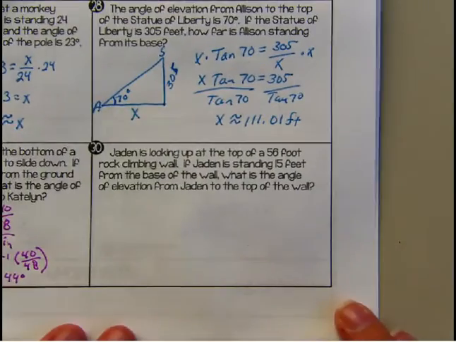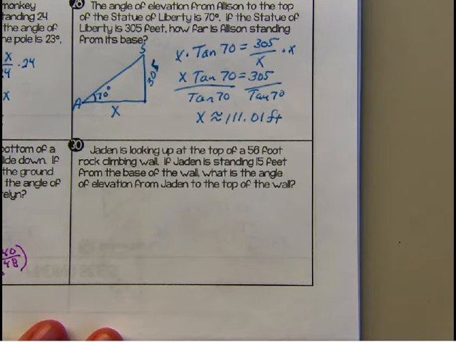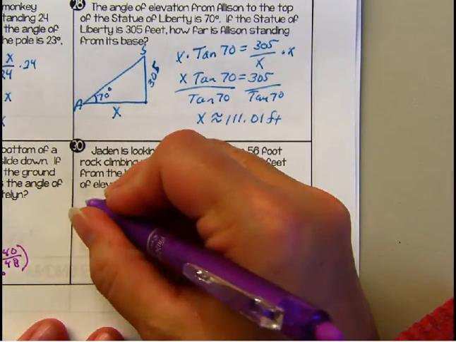Question number 30. Jaden is looking up at the top of a 56-foot rock climbing wall. If Jaden is standing 15 feet from the base of the wall, what is the angle of elevation from Jaden to the top of the wall? So again, I'm going to start with a picture.